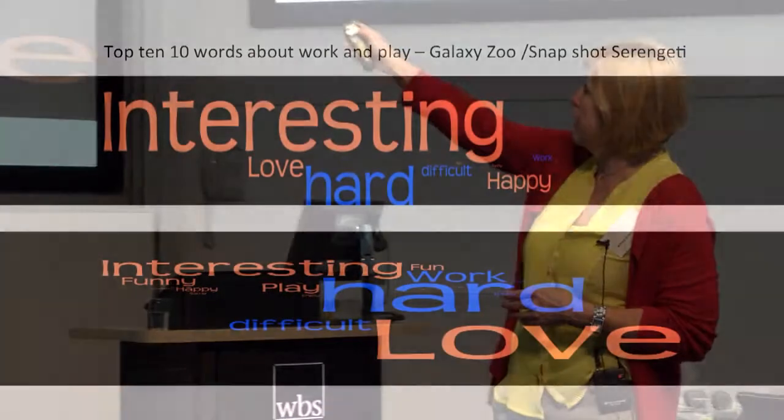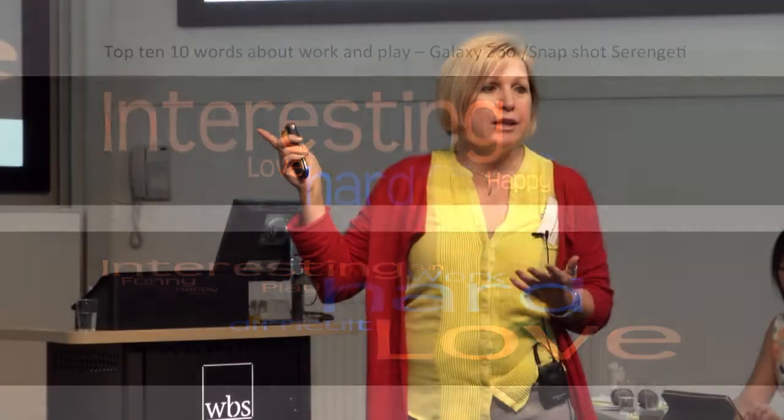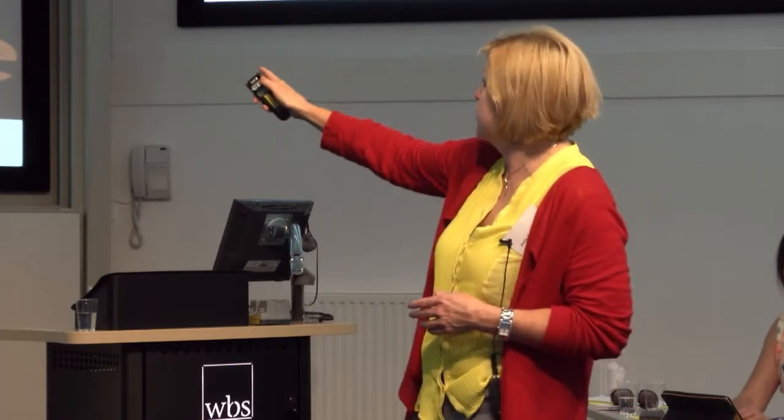So the top one is why people are actually participating in the Galaxy Zoo. They say the most is interesting, but they're also finding it hard. The second one is Snapshot Serengeti. Same idea. Is it work or play? Why do you want to be part of this citizen project? In contrast, for the same words that were searched over, they said they both love it and almost equally hate it. So how can you measure, as a scientist, the notion of love and hate?